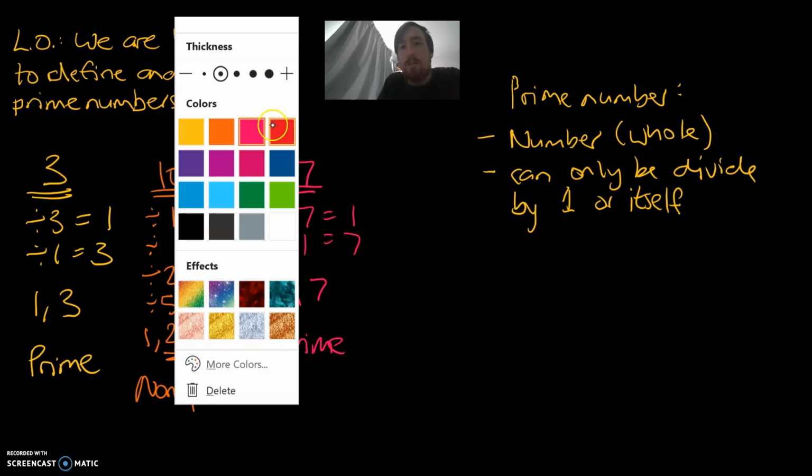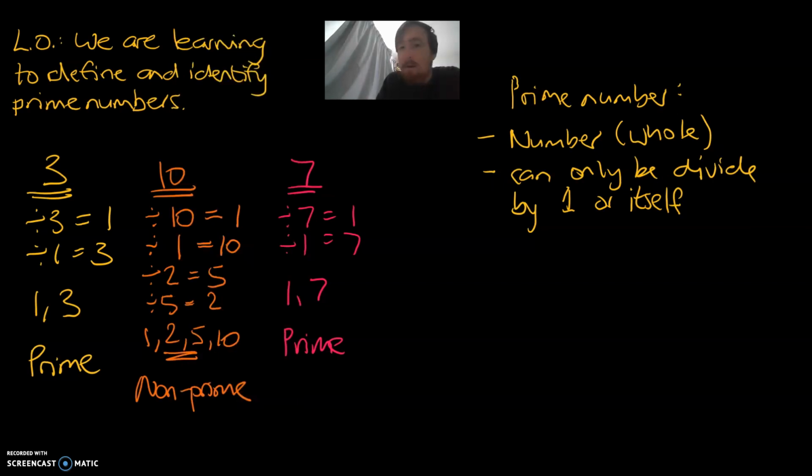Let's change pen colors. We're now up to blue. We're looking at 15 now. So let's have a look. What numbers can divide 15? 15 divided by 15 will get us to 1. Divided by 1 will get us to 15. Those are the standard ones that are always going to be the case.